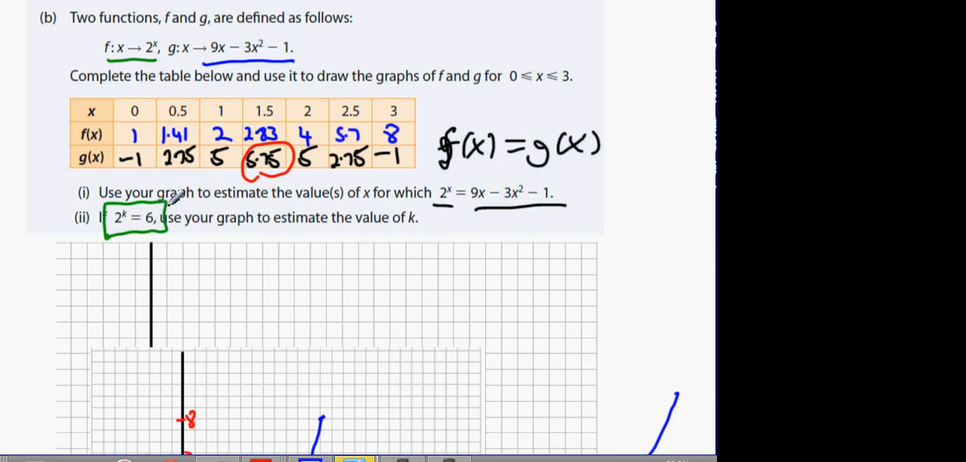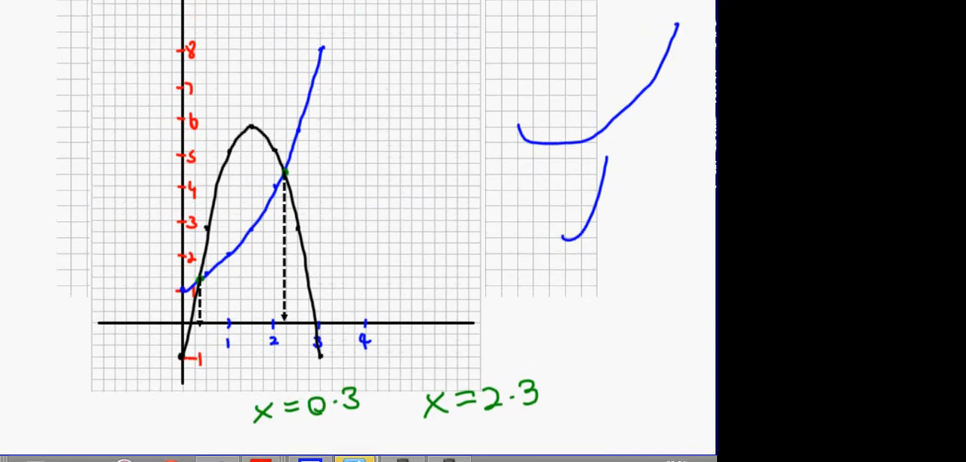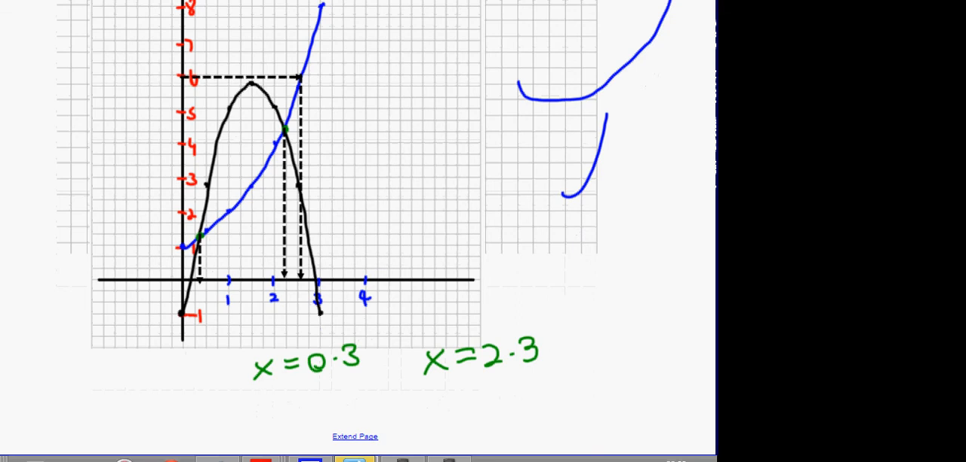How do I know that? Because this is your function and it tells me that this function equals 6. What number does it equal 6? Go down, look for the number 6. It's over here. Okay, go across, go down, 2.7. 2.67, 2.7. X equals 2.7.